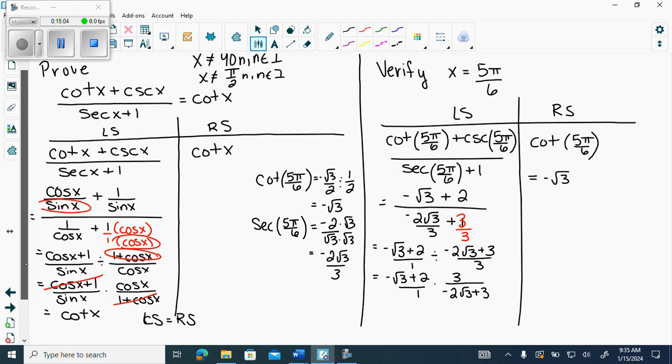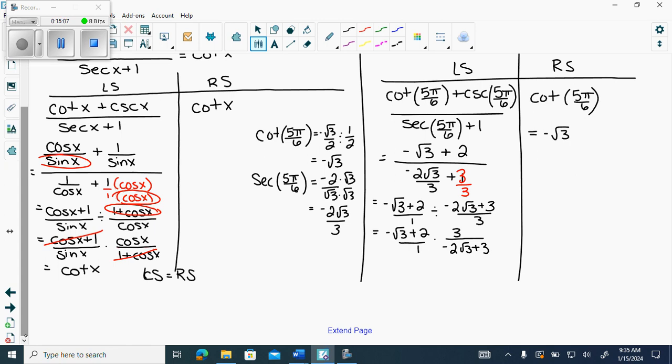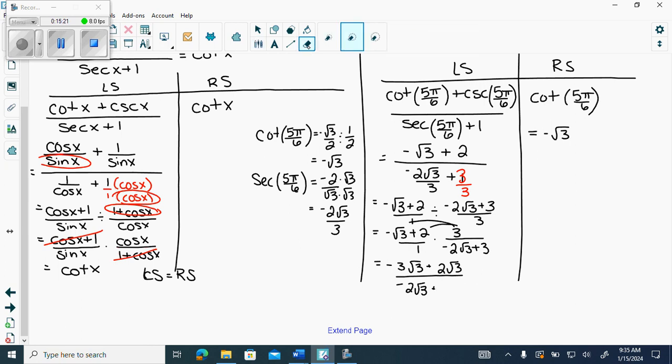Which looks like it's a far ways away from negative root 3. But it's not as far as that. So it'd be negative, distribute that through, negative 3 root 3 plus 2 root 3 over negative 2 root 3. Well, that's 6. 2 times 3 is 6. Plus 6 over negative 2 root 3 plus 6. And then I have to rationalize the denominator, multiply by the conjugate. So we get negative 2 root 3 minus 3. Negative 2 root 3 minus 3.